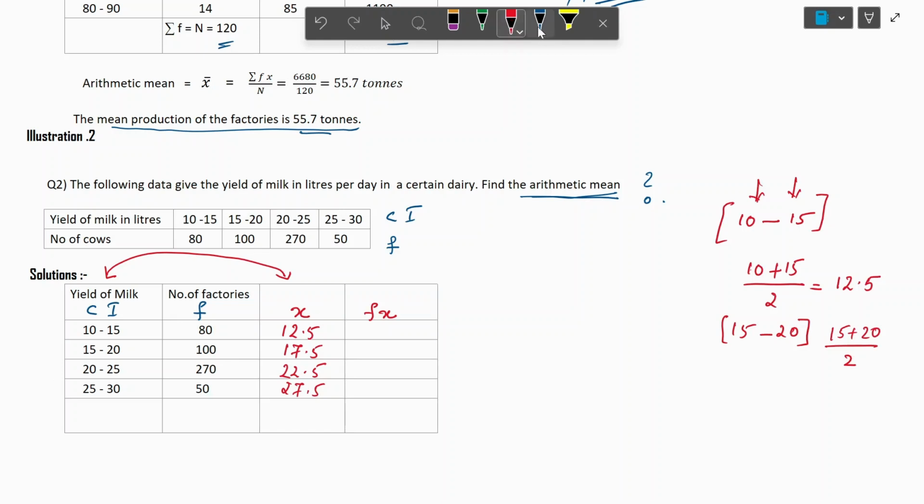After completing X, what are you going to do? You are going to multiply F and X. That means here 80 into 12.5, that is 1000. Next is 1750. Here 22.5 into 270, that is 6075. The next one 1375. Now the calculation: X completed, FX completed.